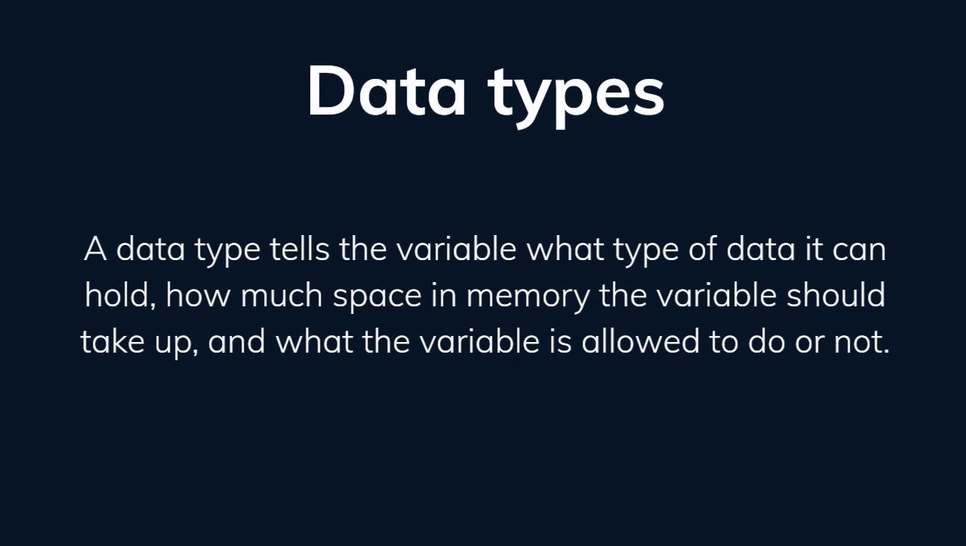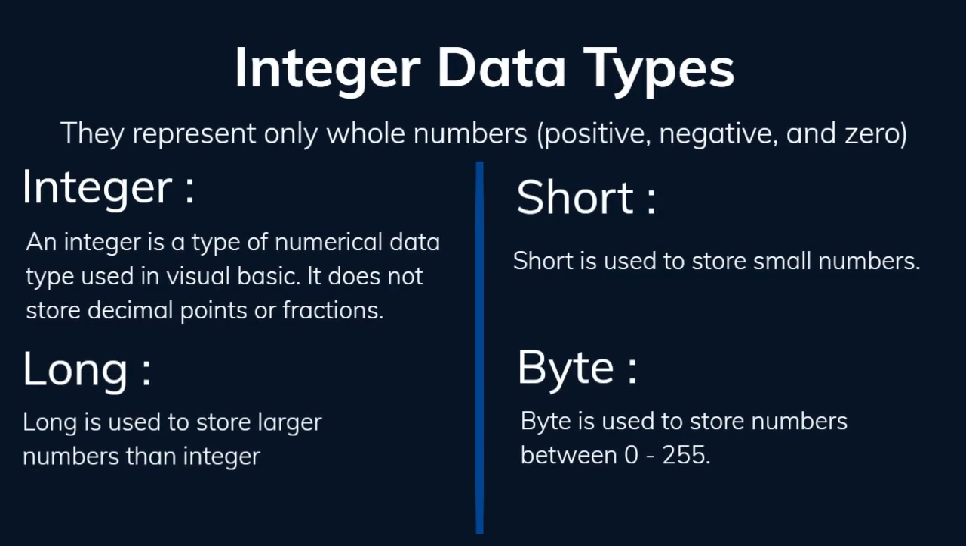Visual Basic data types. A data type tells the programming element what type of data it can hold, how much space in memory the programming element should take up, and what the programming element is allowed to do or not. First up, we have the integer data type. An integer is a type of numerical data type that is used in Visual Basic. It does not store decimal points or fractions.